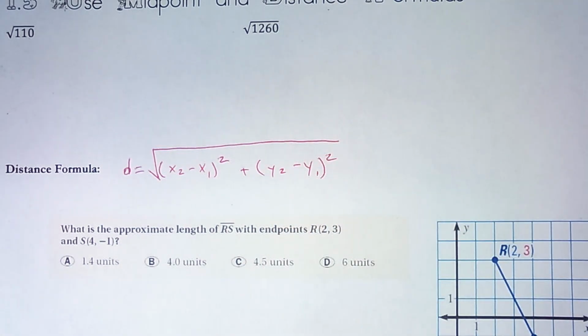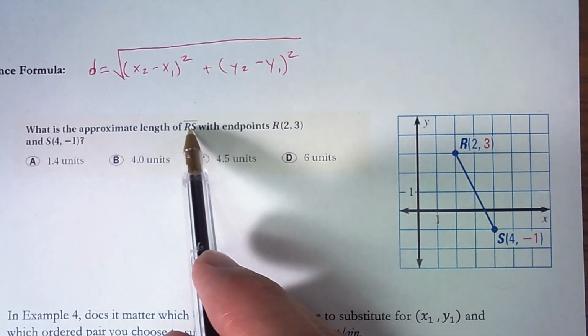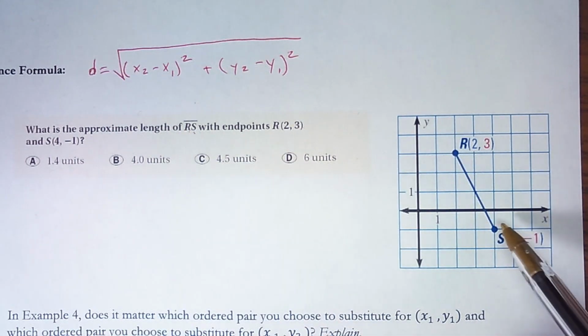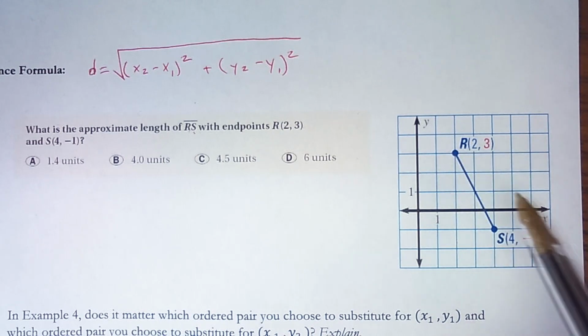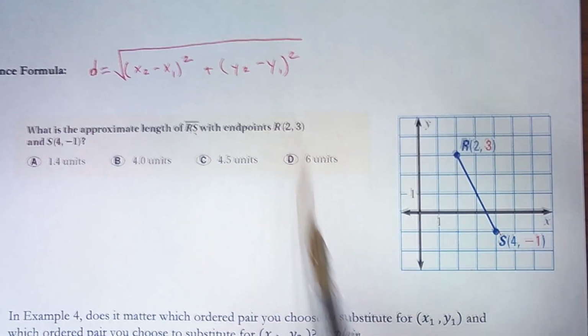Okay, so we are going to find the approximate length of a segment RS, which means the distance from R to S, given these two endpoints. Here it is on a graph. Now, if it was vertical or horizontal, I would just be able to count. But since it is diagonal, I can't just count that length. I need to use this distance formula.